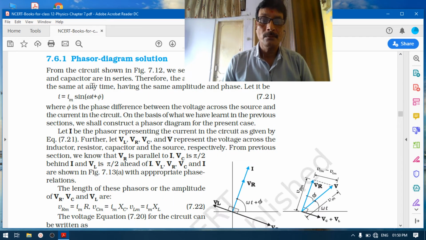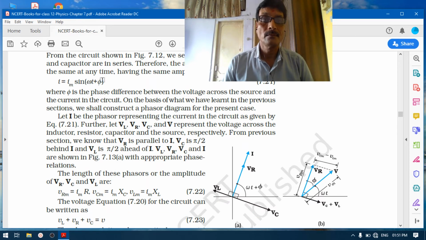We know that from the figure we see that the resistor, inductor and capacitor are in series, and therefore the AC current in each element is the same at any time. We have also studied series and parallel connections in 10th standard. Now having the same amplitude and phase, let I equal Im sin(omega t plus phi). Phi is the phase difference between the voltage across the source and the current in the circuit.